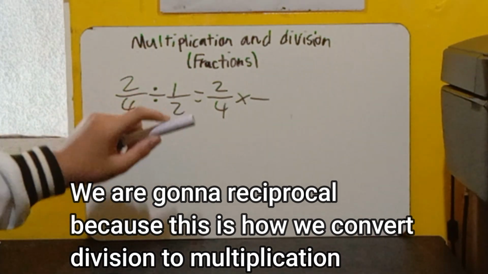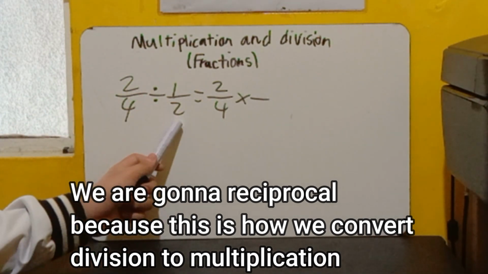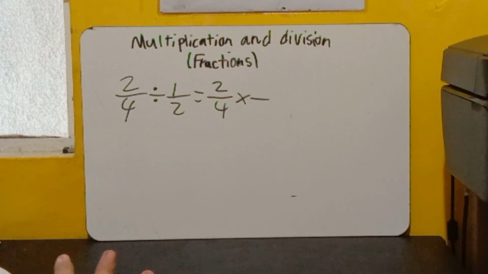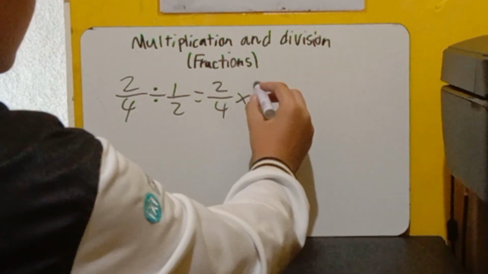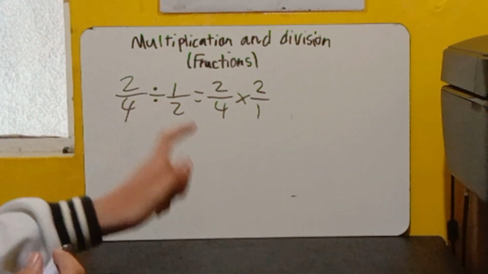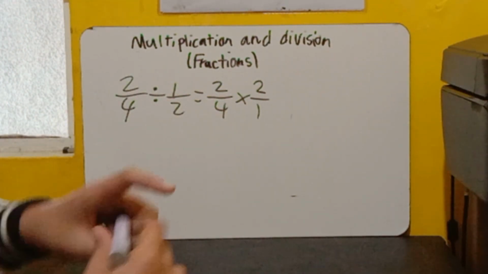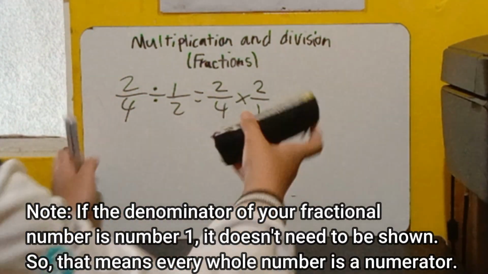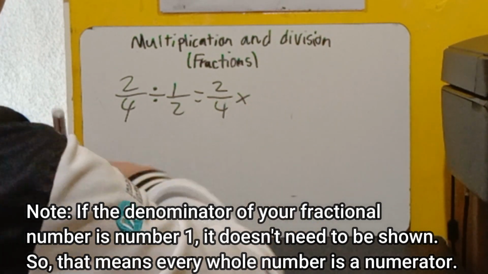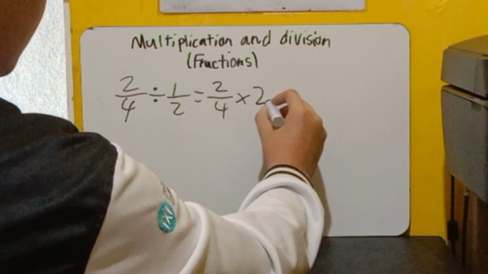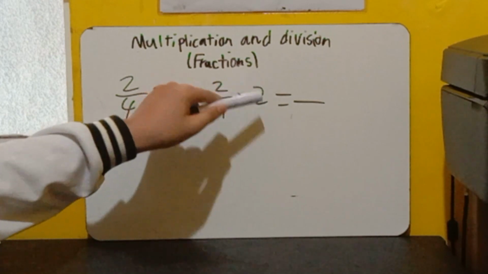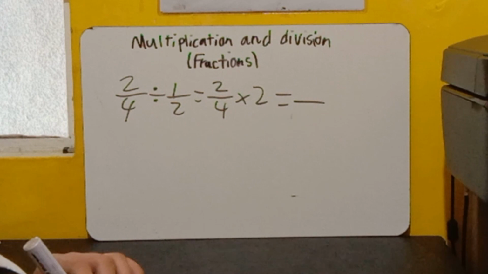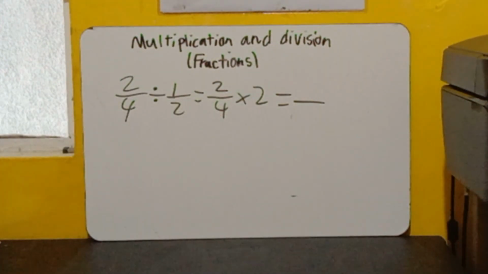So in the second fractional number, we need to take the reciprocal. All right. So 1/2. What's the reciprocal of 1/2? The reciprocal of 1/2 is 2/1. Well, technically it's 2, because we don't really need to show the 1, since 2 divided by 1 is 2. So what we have here is 2. In the number 2, the denominator is automatically 1, which means the number 2 is the numerator.